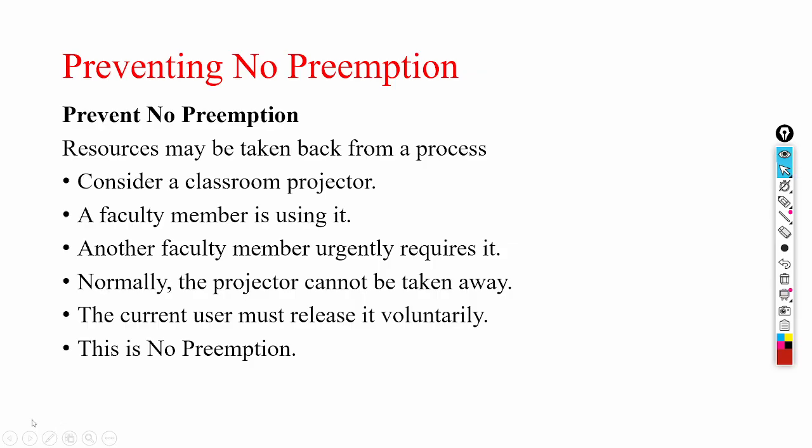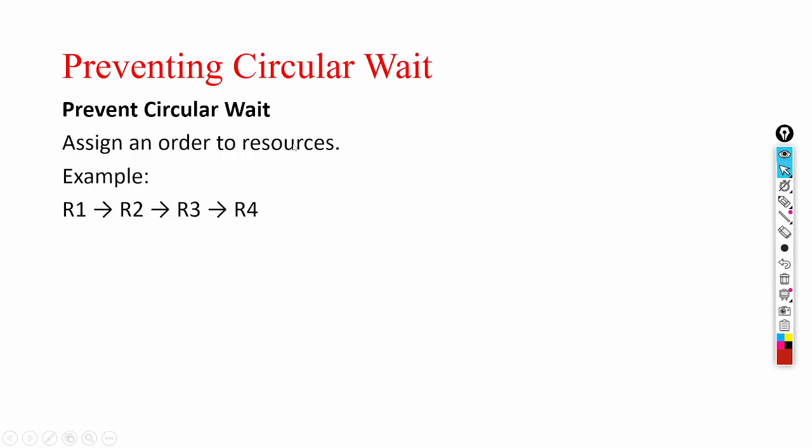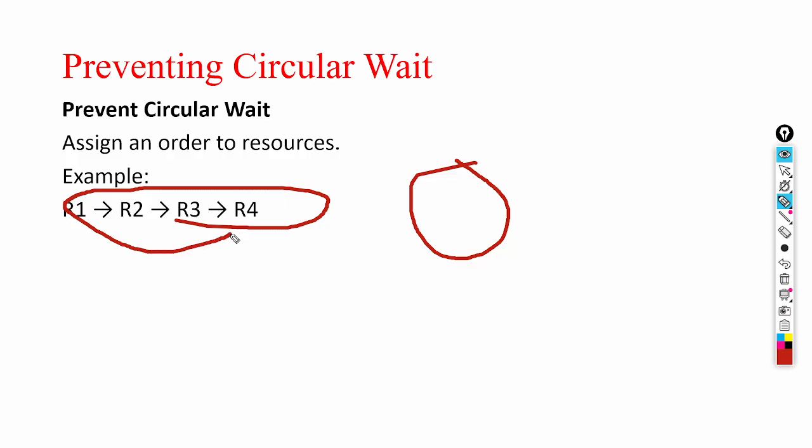So moving to the next one. What is the next one? We are preventing the circular wait. Now let us discuss preventing the circular wait. Circular wait occurs when processes wait for one another in a circular form, in a cycle. To avoid this situation, the operating system assigns an order to the resources, for example R1, R2, R3 and R4. The processes must request the resources only in that order. This eliminates the circular dependencies and prevents the deadlock.